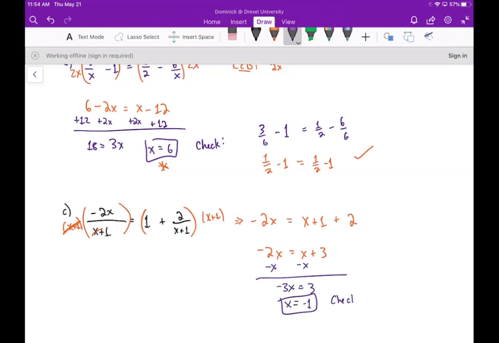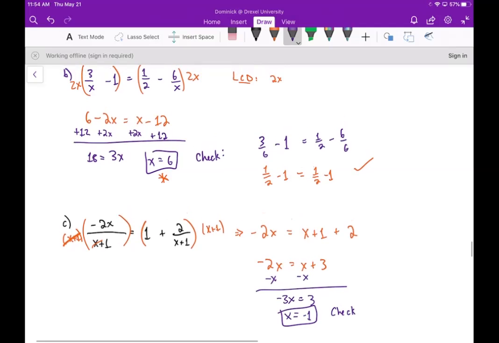And of course, if we check, I'm going to get a 3 over negative 1 minus 1. Wait, am I looking at the right one? No, I'm not.